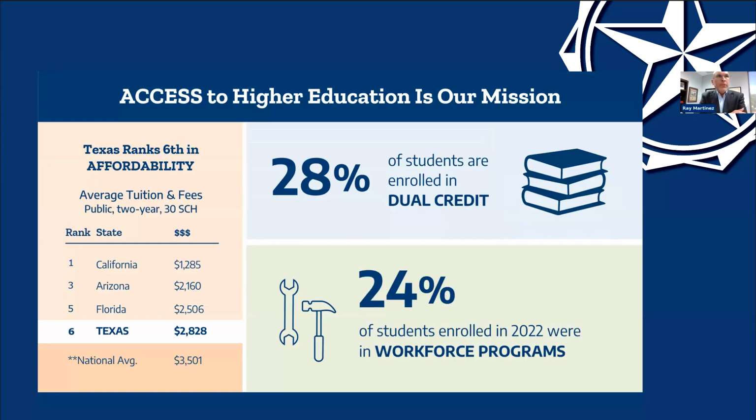And finally, just very quickly, looking at the data from 2021, we see that 28% of students across our 50 community colleges are enrolled in dual credit. 24% of students in 2022 were enrolled in workforce programs. And of course, this will be no surprise that our community colleges are among the most affordable in the country, as this chart on the left-hand side of this slide indicates.